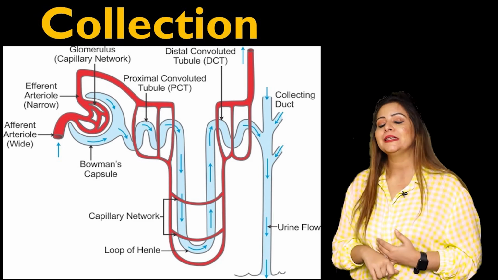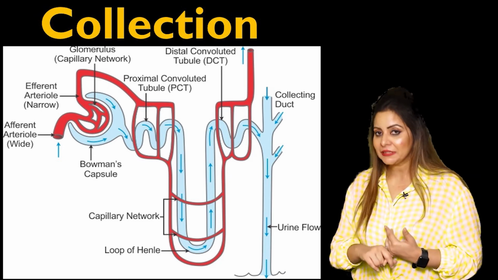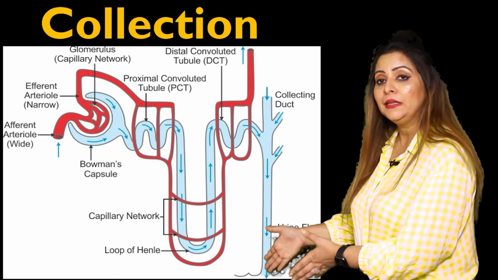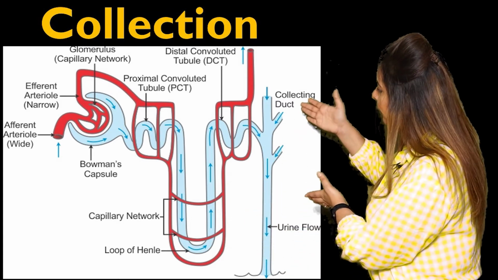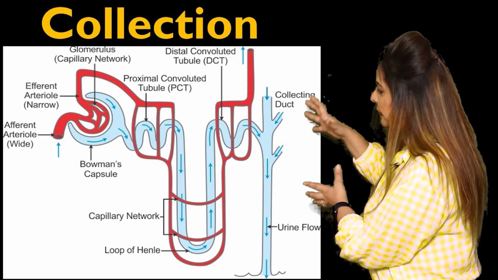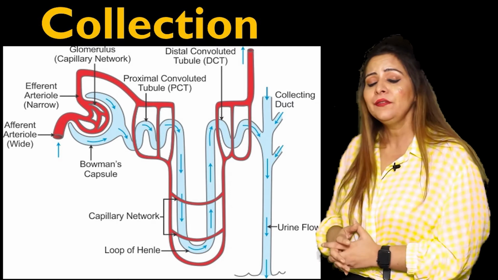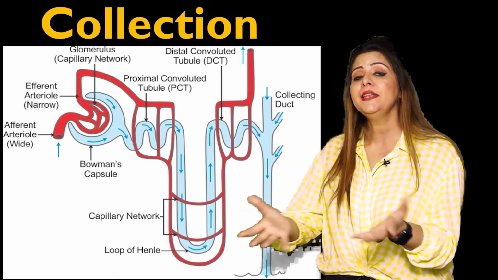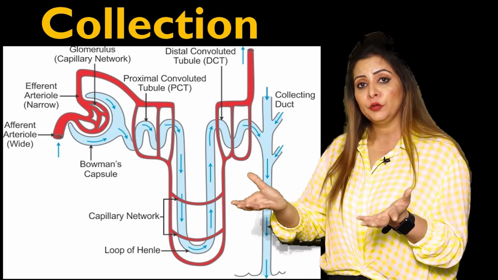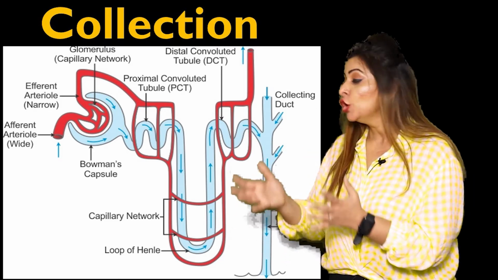Now moving on to the third step, as I told you, the third step is collection. So what happens in collection? This urine moves from DCT to CT, and we know that there are so many nephrons present in the kidney, right? And all of them would be having the CTs. So small CTs, that is the collecting tubules of different nephrons, right?